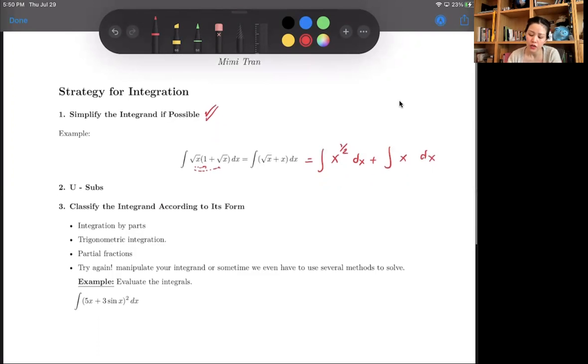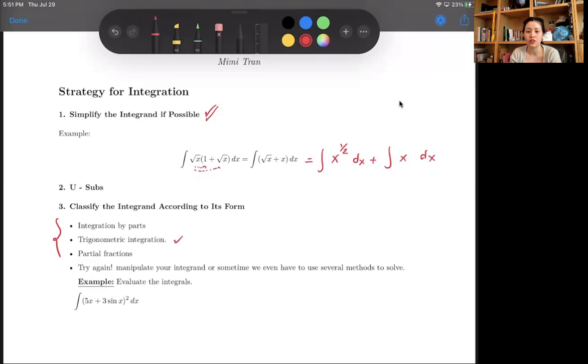The third is you classify the integrand according to its form. Either you can integrate it by parts or use trigonometric integration. For this part right here, I have a video about that. You can check that out, right? Or partial fractions, right? You break your fraction into little fractions, so that it would be easier to take the integration. Okay, or if none of these above, then try again, right?